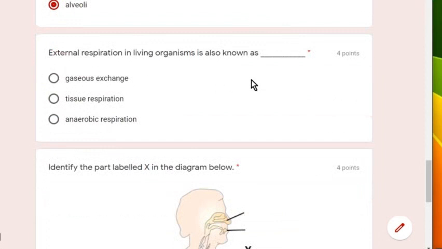Now, next question. External respiration in living organisms is also known as gaseous exchange. When you are breathing in and breathing out, that is external respiration. But when the food is being burned in the cells to release energy, that is internal or cellular respiration.